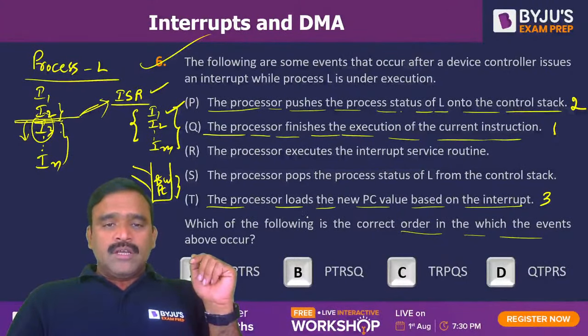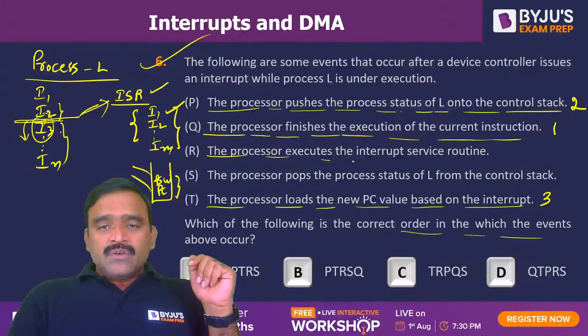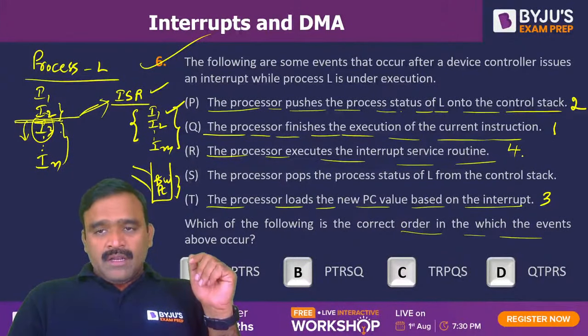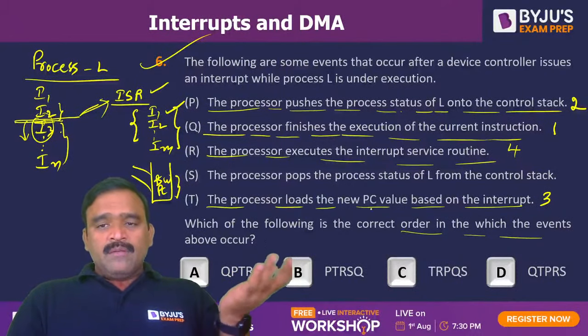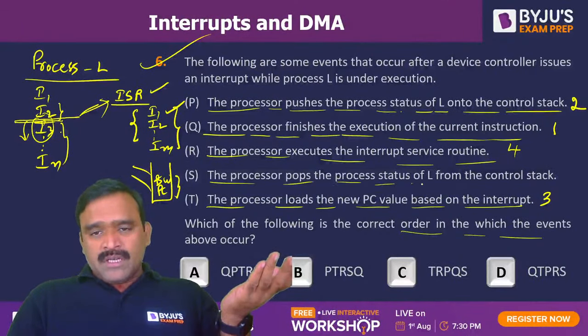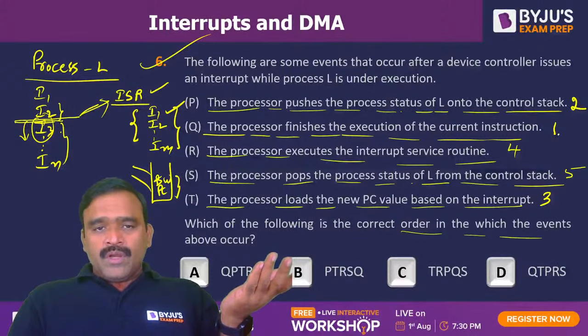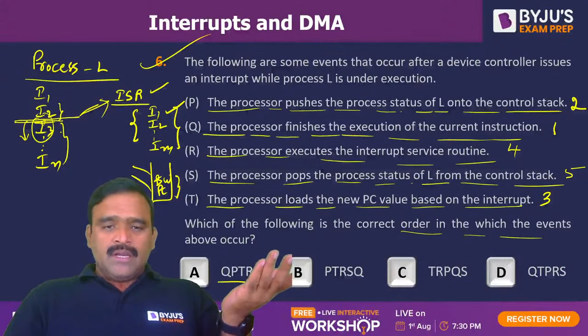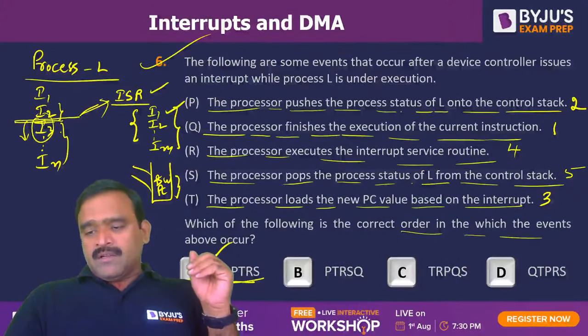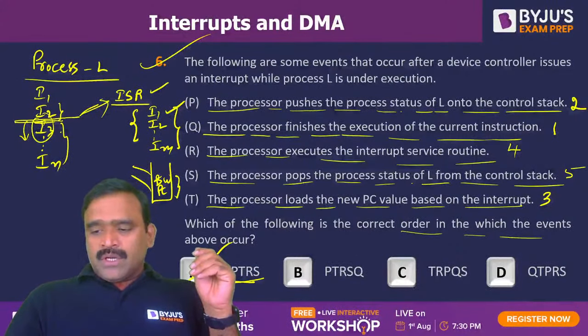And what is the fourth step? The processor executes the interrupt service routine. Then, after finishing, we have to get back the content of the stack. So the processor pops the process status of L from the control stack. This is the fifth step. So that means Q, P, T, R, S. So option A is the right option. Piyush, you are correct.